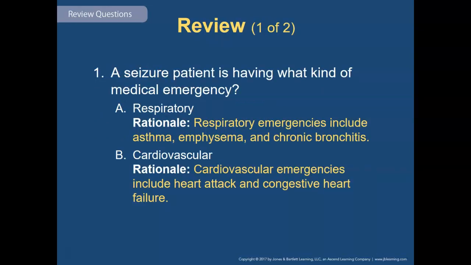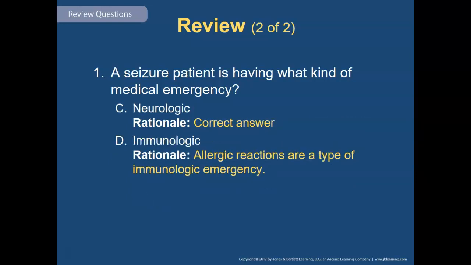So that's what we're talking about. Let's figure out why things are wrong and why things are right. So seizure patient, respiratory, that includes asthma, emphysema, chronic bronchitis. So what we see here is breathing problems. Cardiovascular emergencies include heart attack and congestive heart failure. So all heart emergencies, right? We can expect probably poor cardiac output and all of that kind of stuff. But the heart's not typically going to cause a seizure.